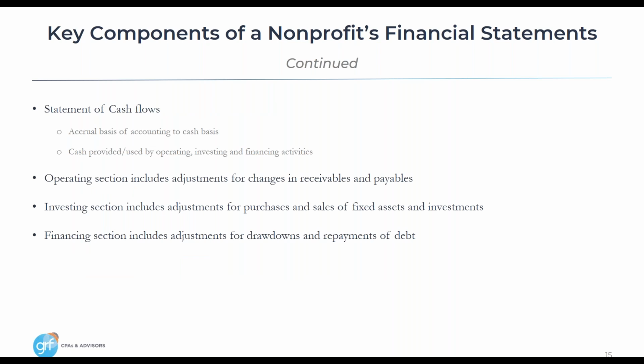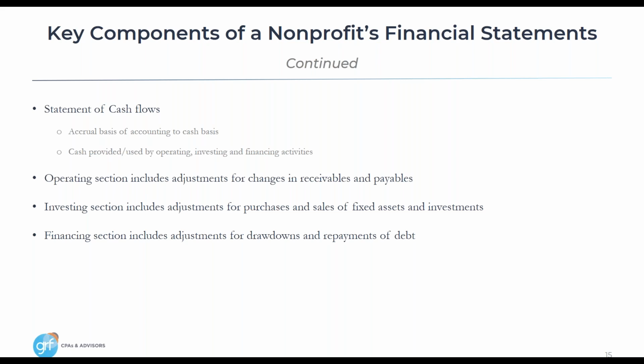The statement of cash flows essentially takes the accrual basis of accounting and converts it to a cash basis of accounting. And there are three sections that are notable here, which are cash provided or used by operating activities, investing activities, and financing activities. Just to give a few examples, operating activities would include items such as adjustments for changes in receivables and payables. These are the receivables and payables that appear on your statement of financial position. Here, it will show the change between the years.